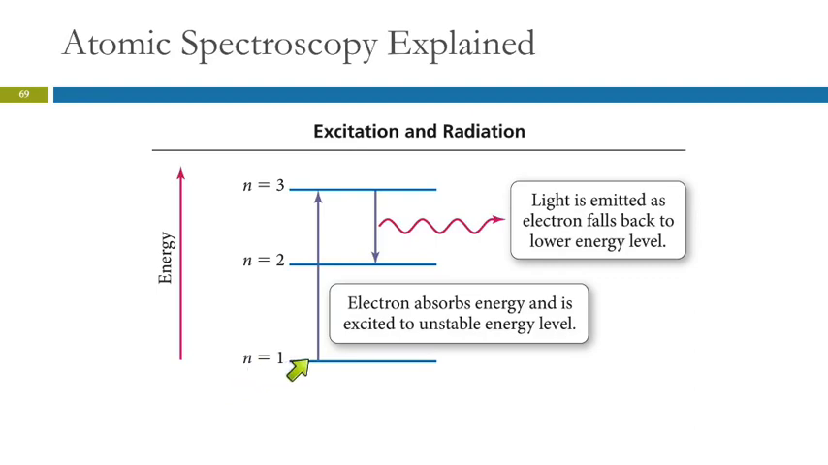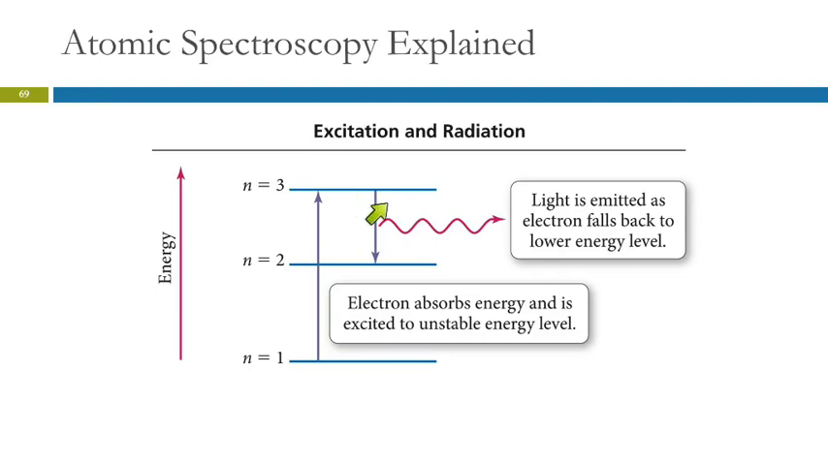So here we have an electron in the first energy level. That's the lowest one. That's going to be the most stable. We zap it with some sort of energy. The electron absorbs energy, jumps up to n equals 3. That's a higher energy level. It can go up there, but it's not stable. So it's going to come back down.